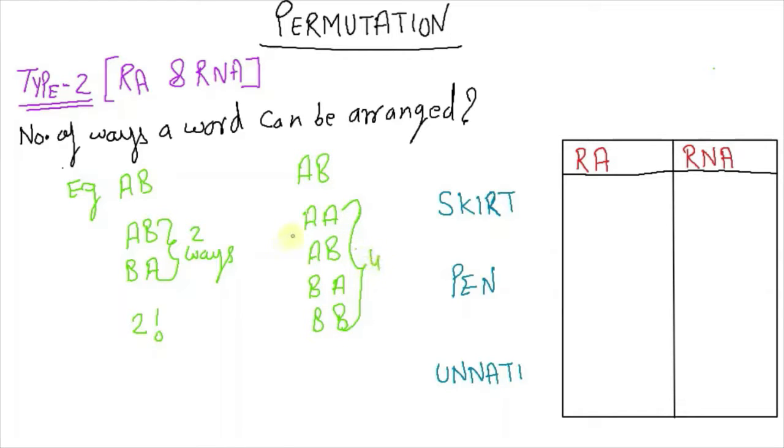In case of repetition, A is repeated itself and B is repeated itself. It means that the number of letters is 2 and the number of choices for each is 2, means power 2.